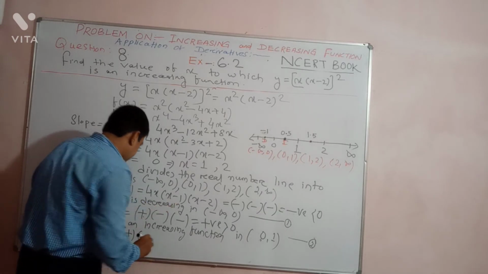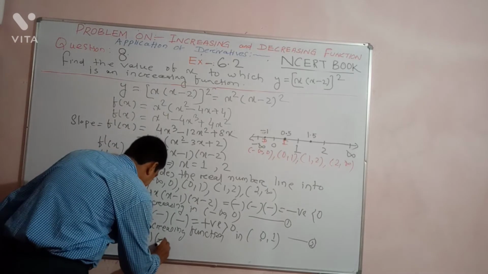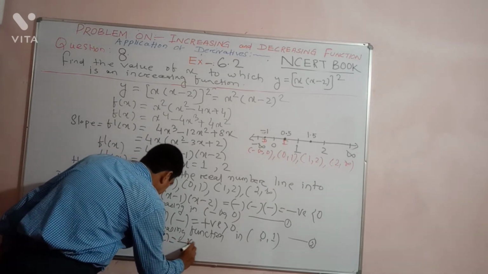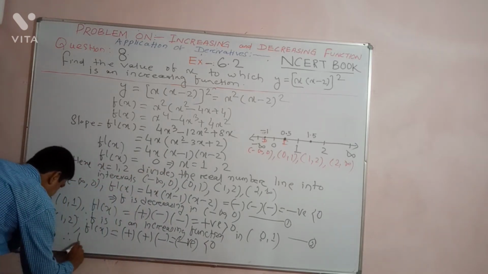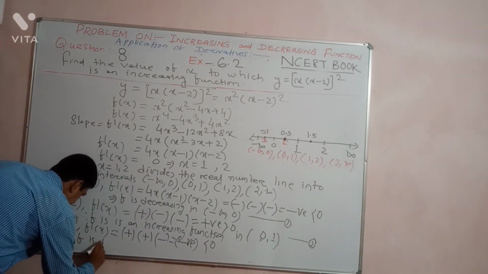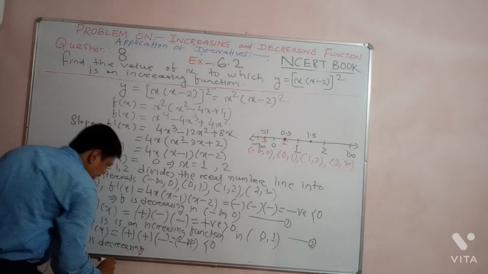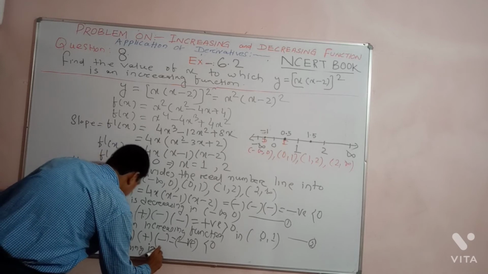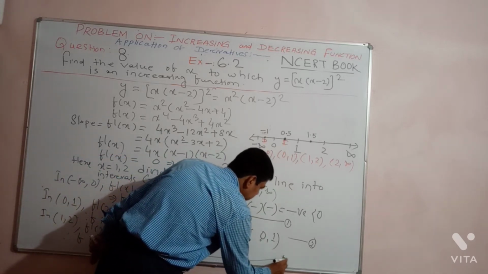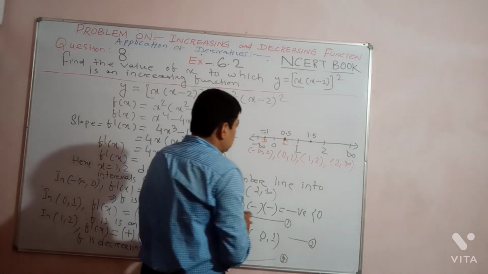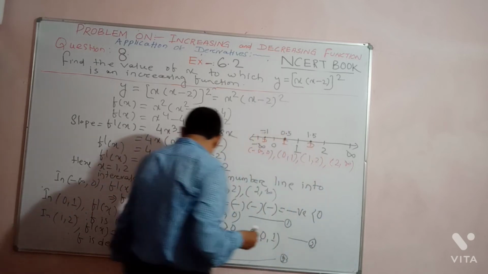Here 1.5 minus 1 is also positive. And here 1.5 minus 1 will be negative. It means the value is becoming negative, which is less than 0. Hence, f is decreasing in the interval 1 to 2. This is the third point we got. Is it clear? So here the function is a decreasing function in the interval 1 to 2. Is it clear?